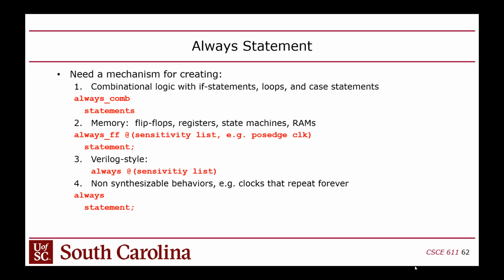But there's another form of that, too, where you can say always underscore FF and then give it the sensitivity list. Now, what's the difference? The always FF and the always comb were introduced in SystemVerilog as a way to double check the designer. The problem is that when you're writing an always statement, it's easy to accidentally infer memory when you didn't need to. So if you put always underscore comb, you're telling the compiler that this is combinational logic. Or if you say always underscore ff, you're saying this is a flip-flop, not a latch. So it allows the compiler to double check what you've got in there. It's a little bit more safe.